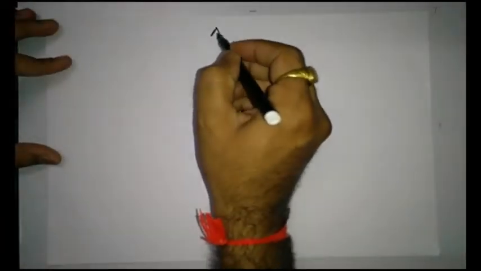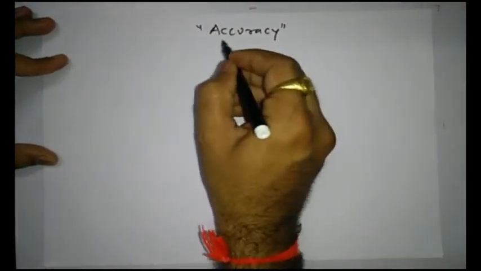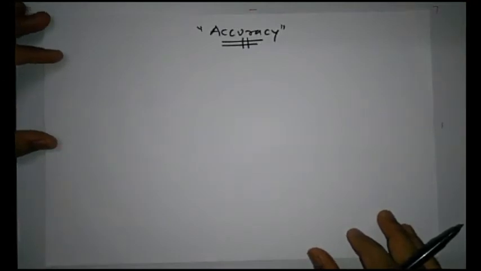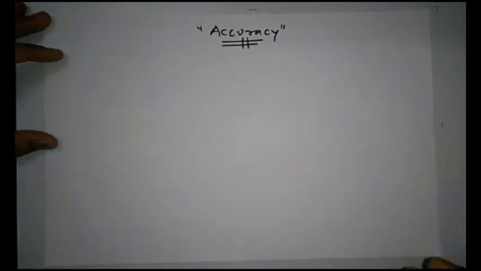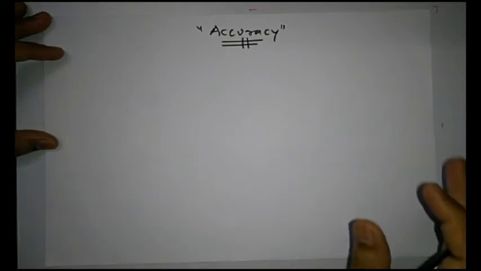So in this lecture we are going to discuss one more parameter of static characteristics of an instrument, and that parameter is accuracy. So what is accuracy of a given instrument? I can say that accuracy is nothing but the ability of an instrument to measure a quantity which is very close to its true value.